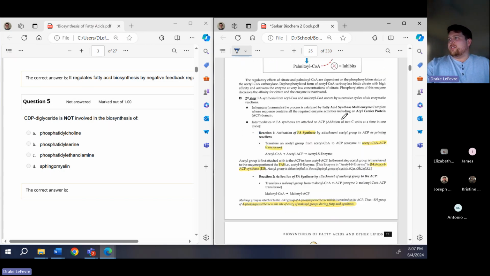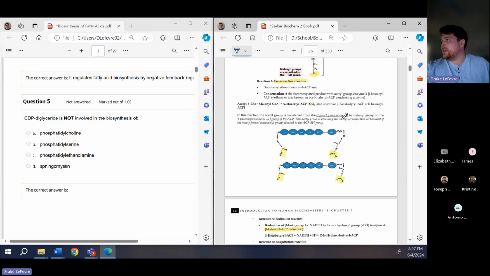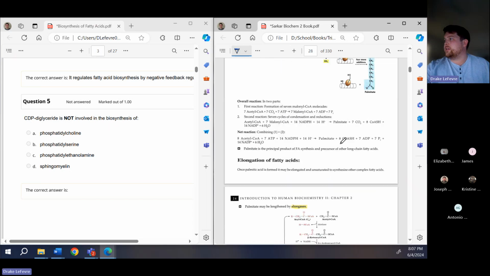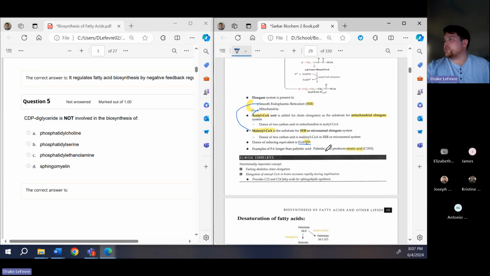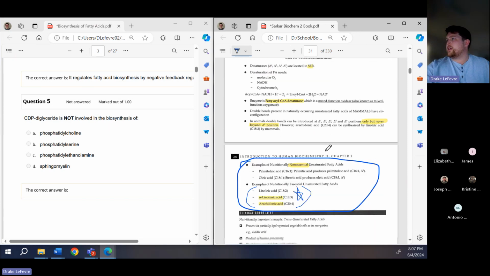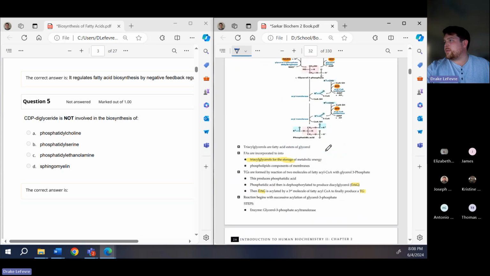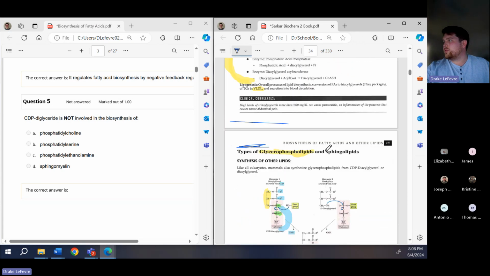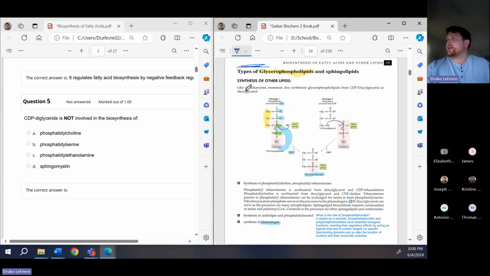a lot of it is just raw memorization type stuff, and there are some charts further down. That's the elongation. I'm pretty sure it's down here in this chapter. Yeah, here we go. Other glycerophospholipids and sphingolipids.